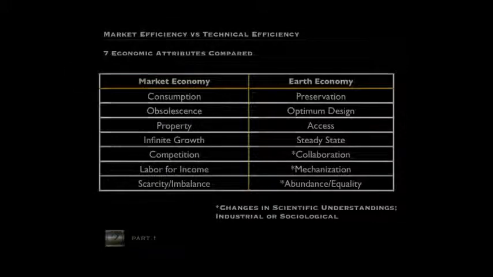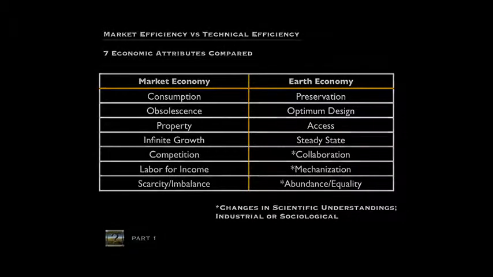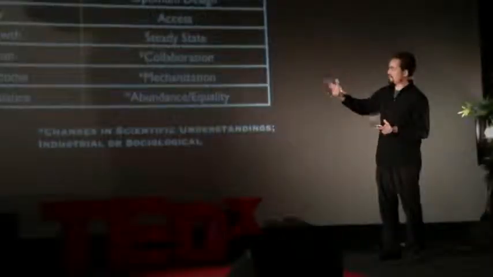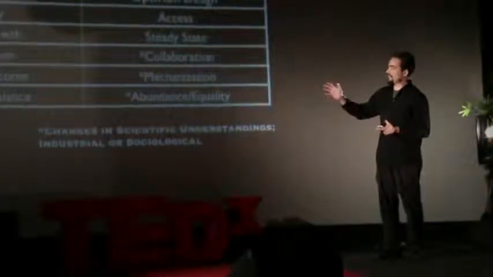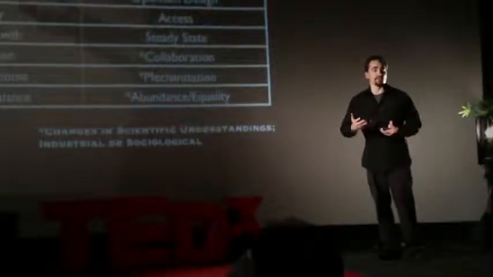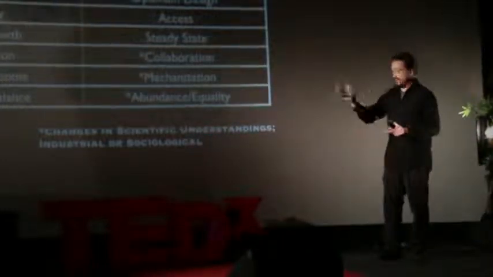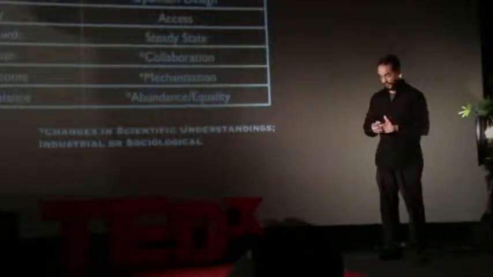This is a chart of 7 economic attributes. There are many more, but this is what I wanted to focus on here. Basically, they are intrinsic to each economy in comparison. Obviously, I'm focusing on the market economy and its relationship to a natural system, what we're calling the earth economy. The only caveat, with these asterisks, are elements of our sociological development based on scientific integrity, scientific ingenuity, the evolution of science and our knowledge of ourselves and the environment. That will be talked about as we go along, as we touch upon each one of these.